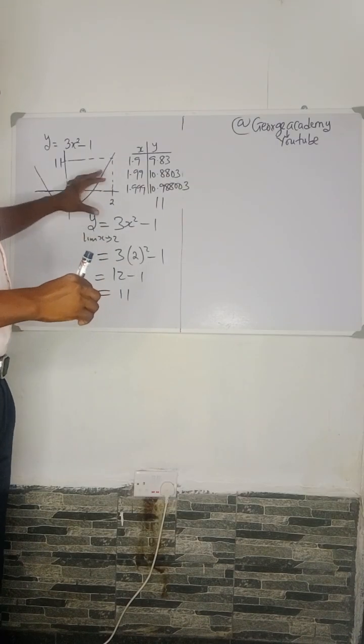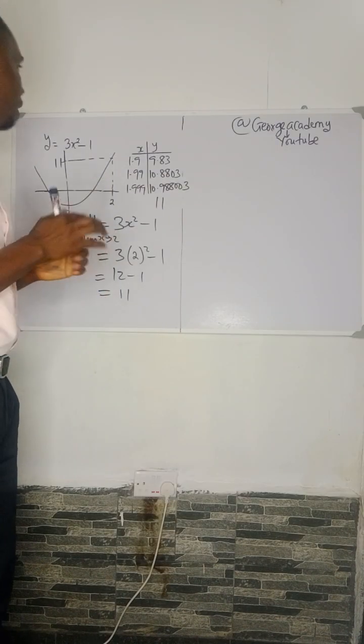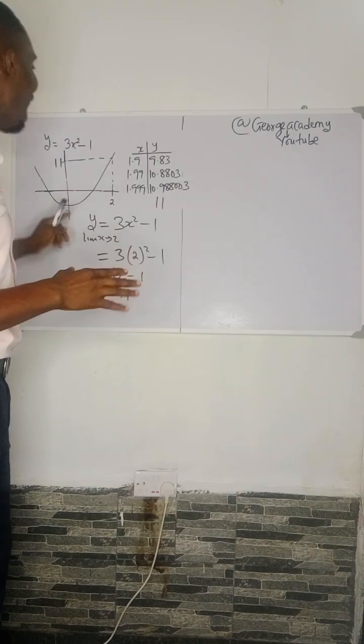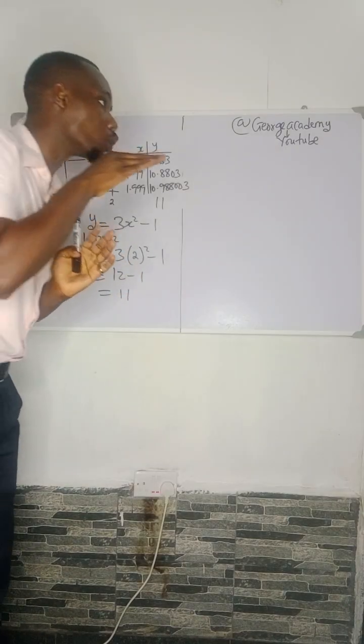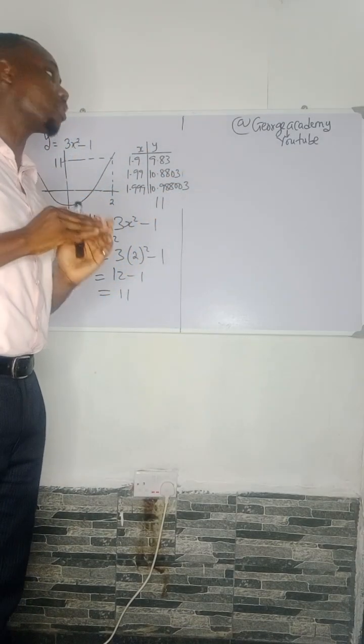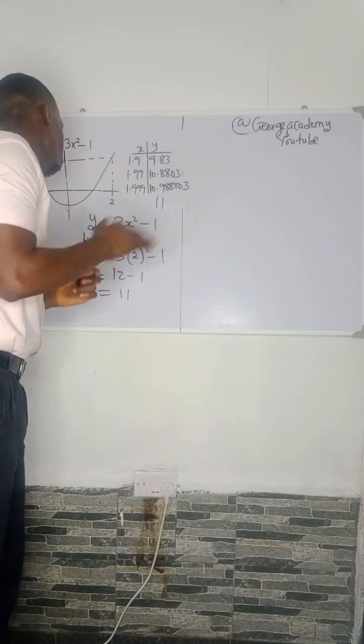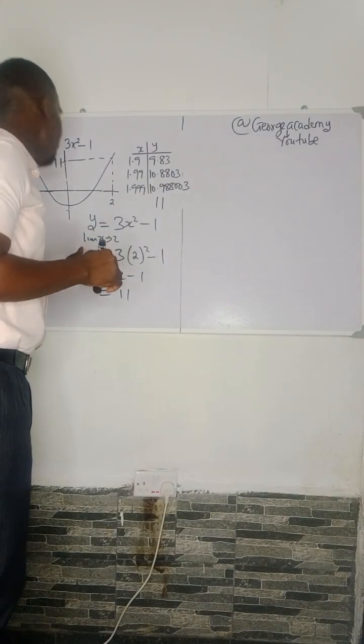But as I earlier said, our main aim is not the value when x is 2. Our main aim is the value of y as x approaches 2. Not when it gets to 2, but as x approaches 2. That's why we always use limit as x tends to 2.